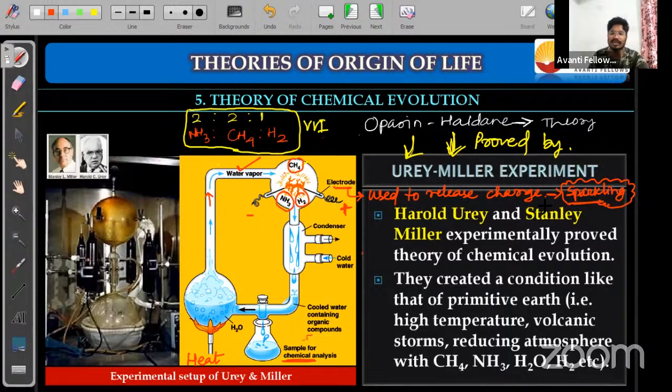ये जो sparking हो रहा था, ये sparking किसके साथ similar था? Similar to the lightning of early earth condition. ठीक है? So this is how he did all these things, and when lightning was happening continuously, this resulted in the breaking of water vapor into H2 and O2. O2 bound with CH4 and NH3 forming ozone O3 and other molecules, and that resulted in cooling.